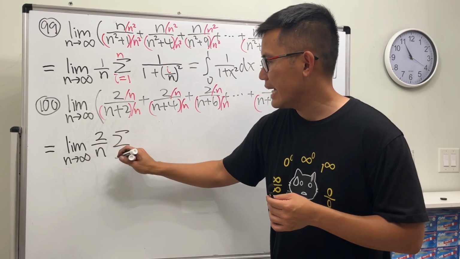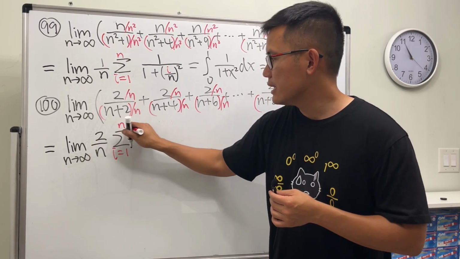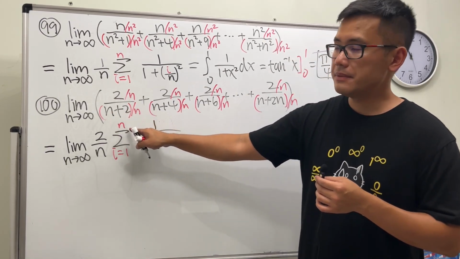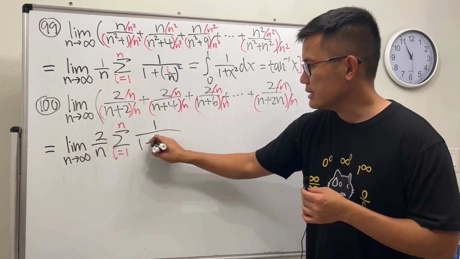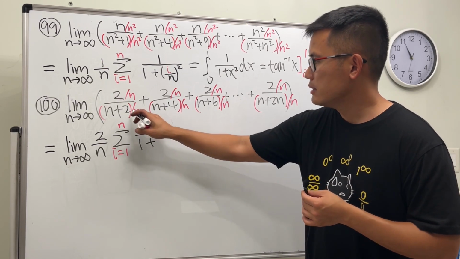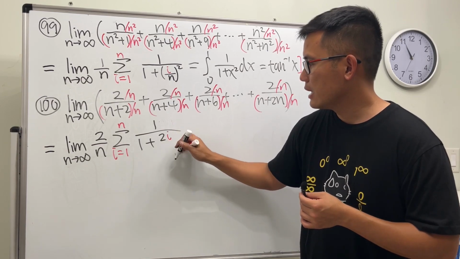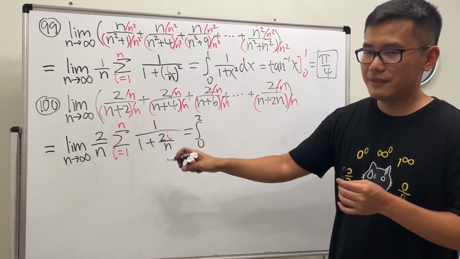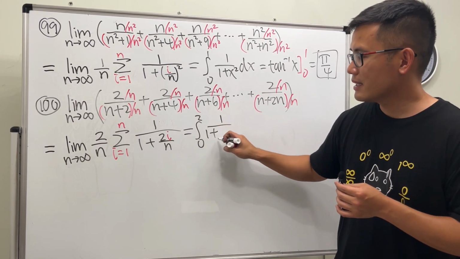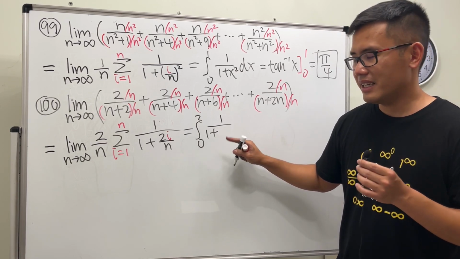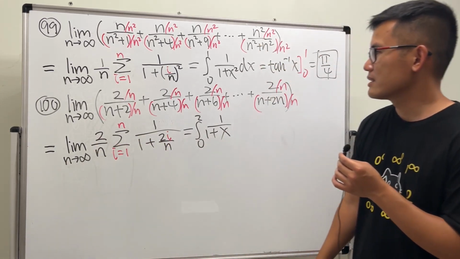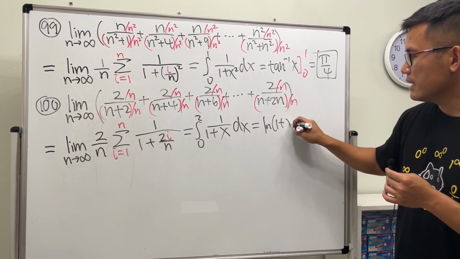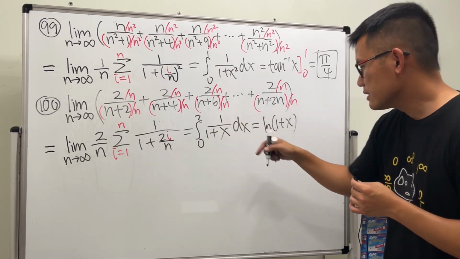Sum i goes from 1 to n. And then now on the top is just 1. And then we have 1, and I'm going to write it as plus, and this is like 2i over n. This is an integral going from 0 to 2. And then the function is 1 over 1 plus x, matching, right? So x, dx. Integrating this is ln of 1 plus x. We don't need the absolute value because everything is positive.